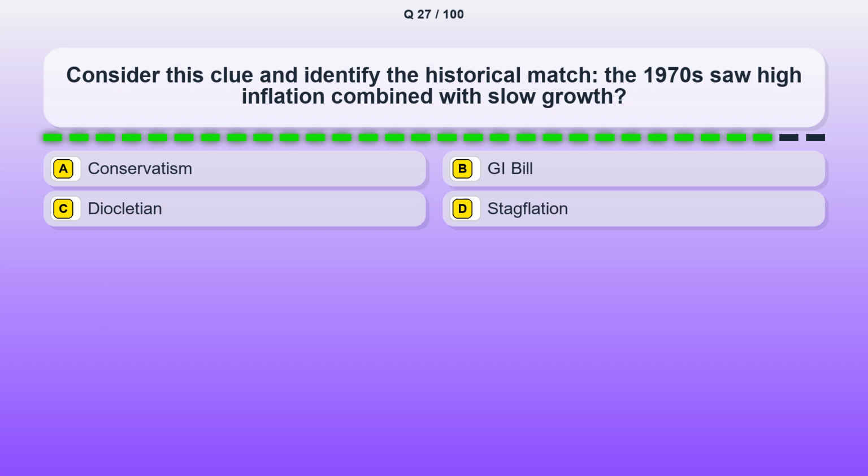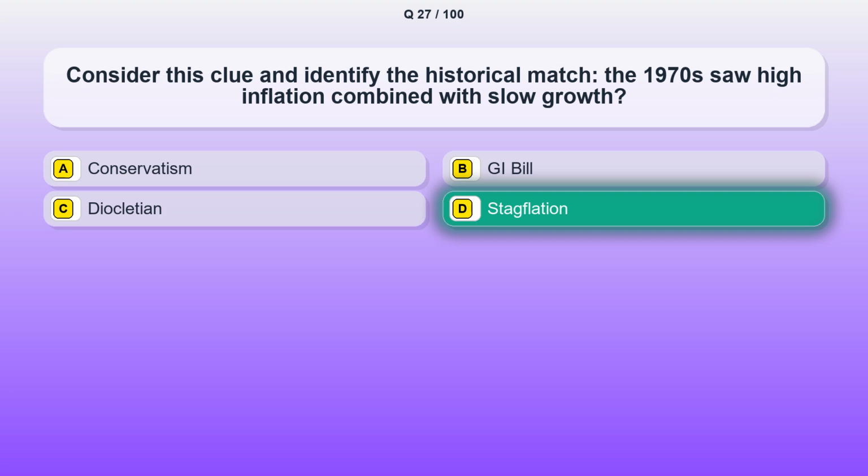Question 27. Consider this clue and identify the historical match. The 1970s saw high inflation combined with slow growth. Option A, conservatism. Option B, GI Bill. Option C, Diocletian. Option D, stagflation.